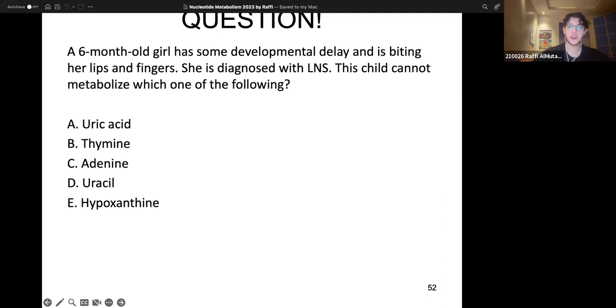Right. Now here's a question. We have a 6-month-old girl who has some developmental delay and is biting her lips and fingers. She is diagnosed with Lesch-Nyhan syndrome. This child cannot metabolize which of the following?